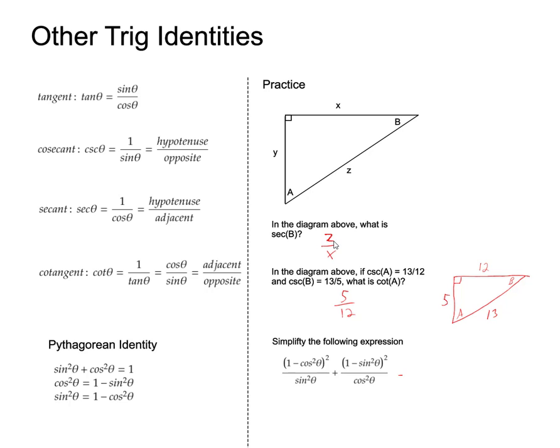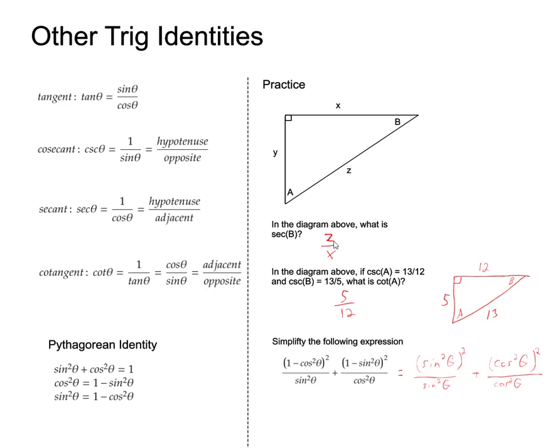So let's look at the first part of this. 1 minus cosine squared theta is simply equal to the sine squared of theta, if we use the Pythagorean identity. So we have sine squared theta, and then that is squared, over sine squared theta. The second part of the expression looks pretty much the same, except we have 1 minus sine squared theta now, so that's going to simplify to cosine squared theta. And then that's squared as well, over cosine squared theta.